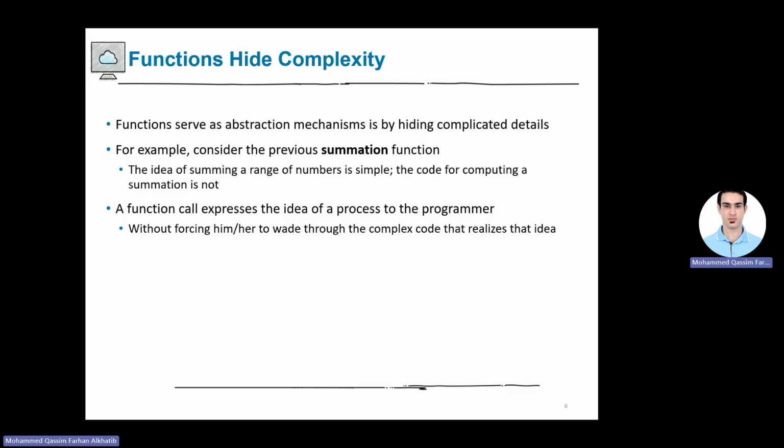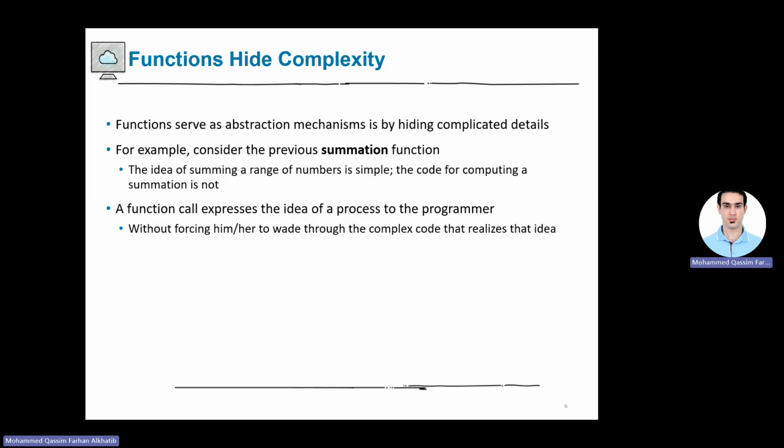Okay. So for example, this summation function, that's it. It works fine. I don't have to worry about it anymore. I don't have to worry about the algorithm of summation anymore. It does its purpose. So the idea of summing a range of numbers is simple, but the code for computing it is not that straightforward. For example, like we did now in Spyder, we did it with a for loop. In the slide, they did it with a while loop. Both of them are fine. But once you've done it once, you don't have to worry about it anymore.